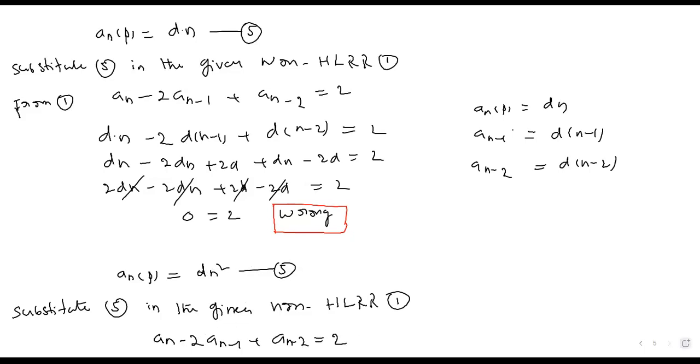But what is d n square? Check it here. See, a_n equals d into n square. a_{n-1} means at the place of n we have to substitute n minus 1 square. And a_{n-2} means d into n minus 2 whole square. So these three we have to substitute in the equation.